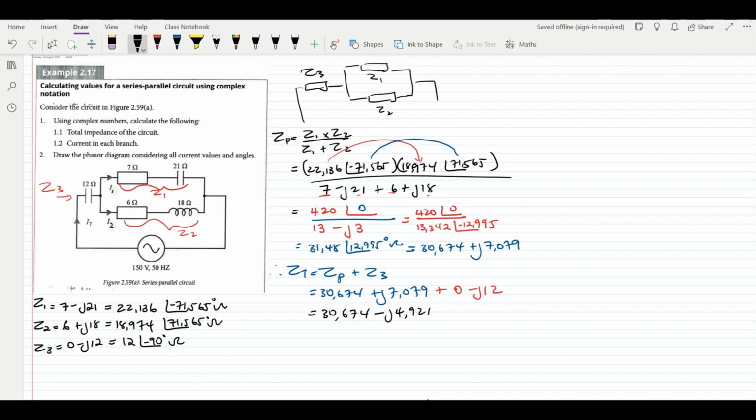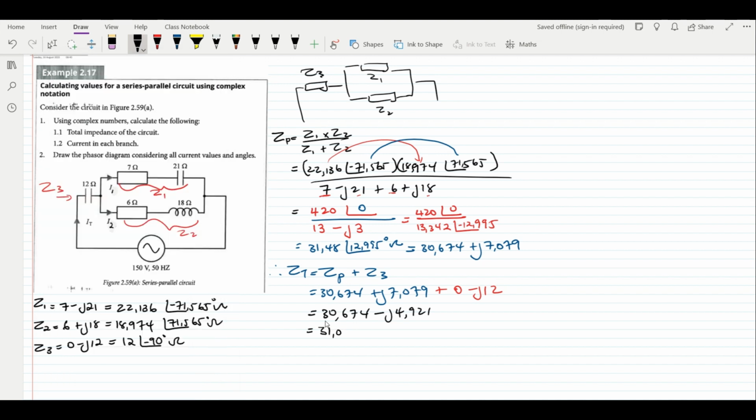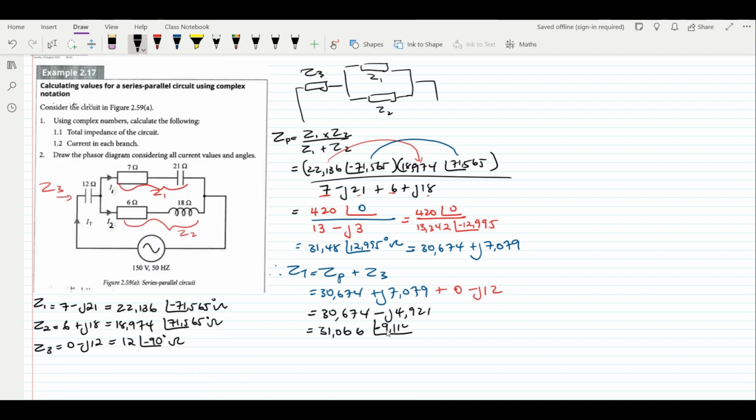We can convert that to polar form so that it can be an easy readable number. That is 30.674 negative 4.921. Just like that, we get 31.066 ohms at an angle of negative 9.114 degrees. That is now answering the first question, which is calculating the total impedance.